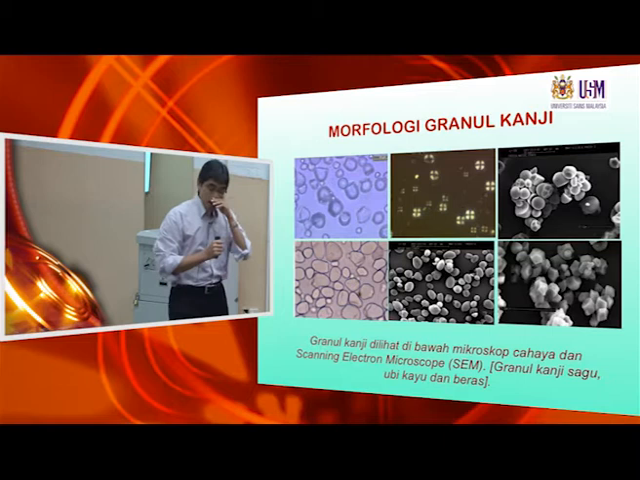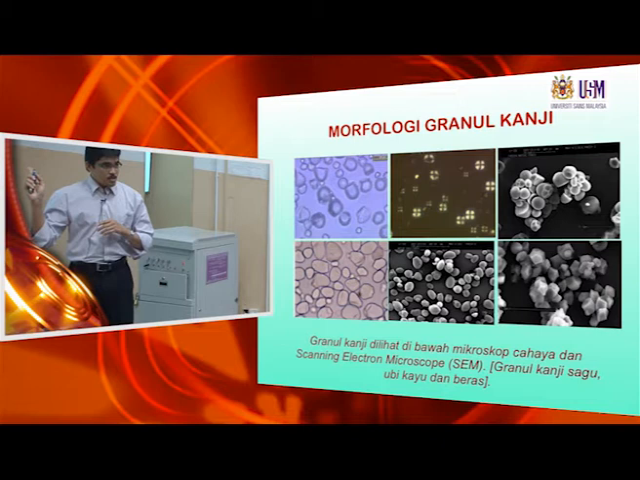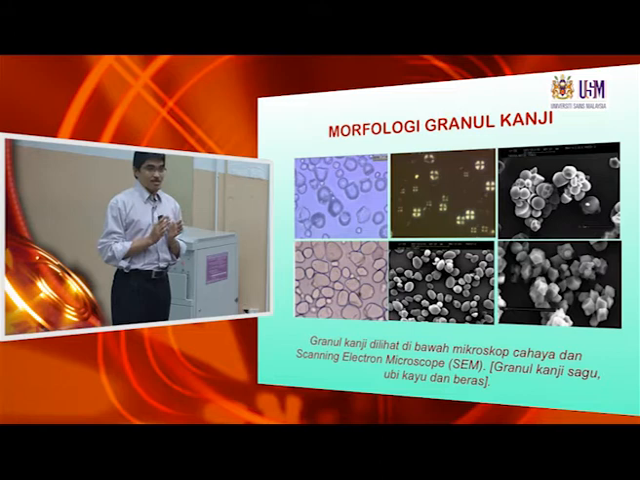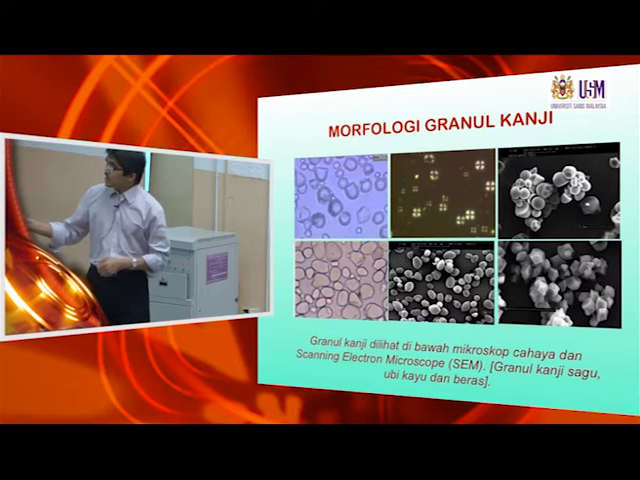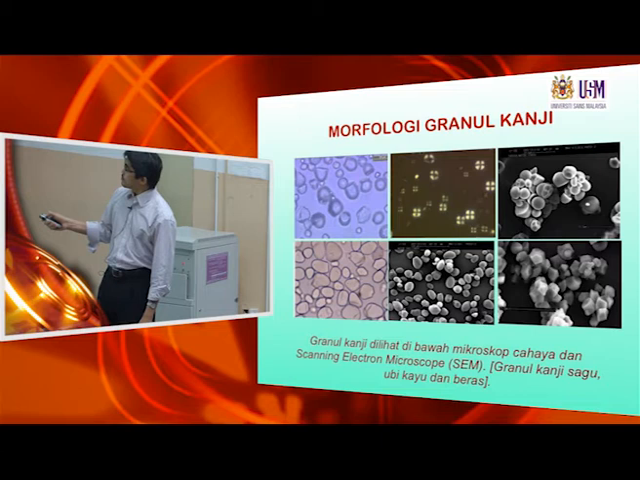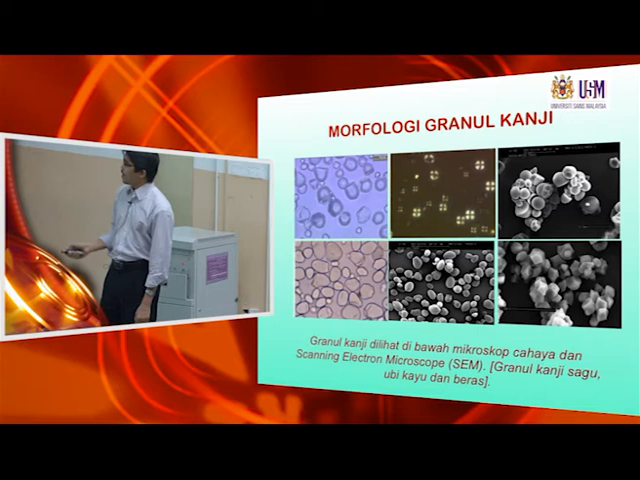And what can we say from these pictures? What can we say about the shape of the granule? Obviously, they are not the same shape. They have different shapes, yeah? Even different sizes. So we can see this one is sago, okay? And this one is rice. Is it? No, this one is tapioca. This one is rice. This one should be sago also.